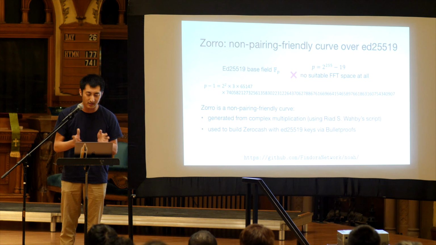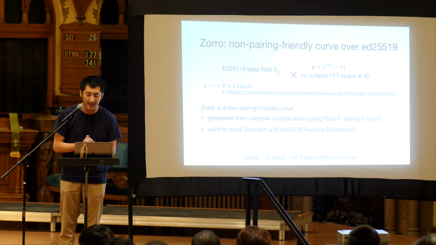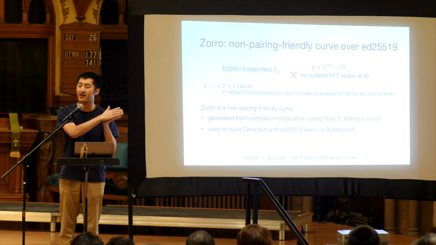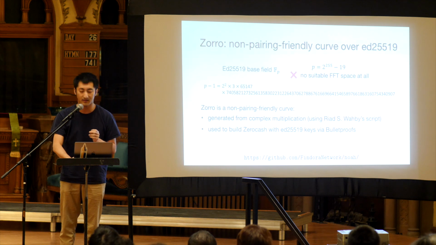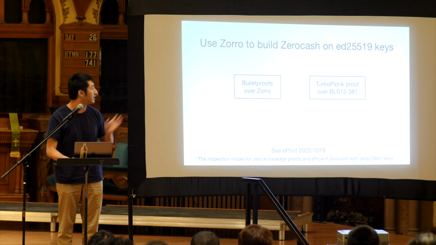But you can still construct a curve that is non-pairing friendly, and it can build Zcash with ED25519, and it can avoid the problem of FFT space by using Bulletproof.